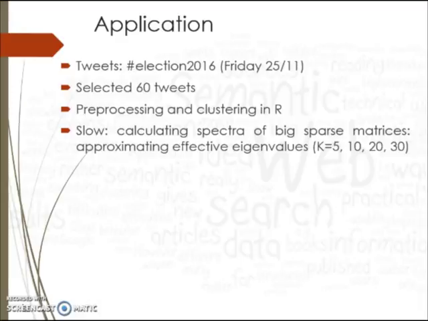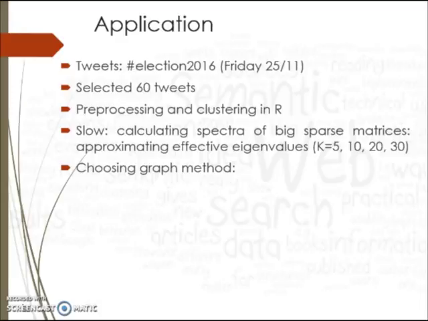So one of the ideas to optimize this procedure was approximating the number of effective eigenvalues we need for each graph associated to each document. And we're going to see for 5, 10, 20, and 30. Of course, that depends on the complexity of the underlying dimension of our documents. But for this example, for our 60 tweets, which are short, we're going to use this number of effective eigenvalues.